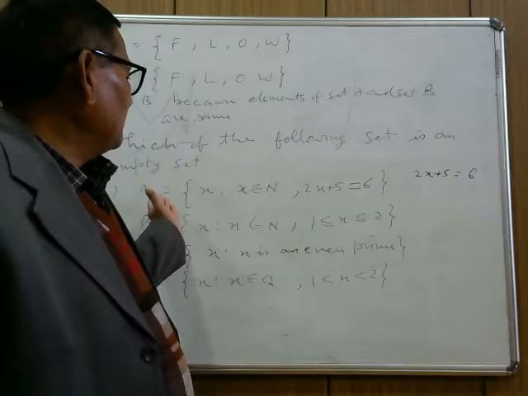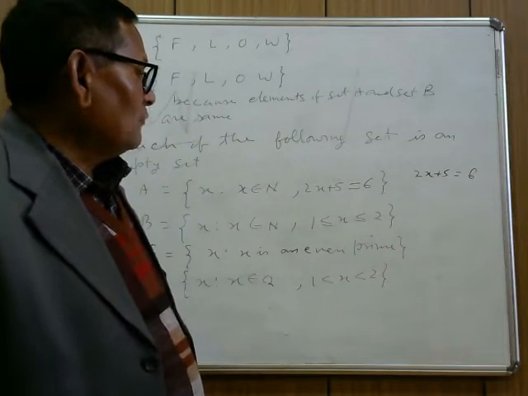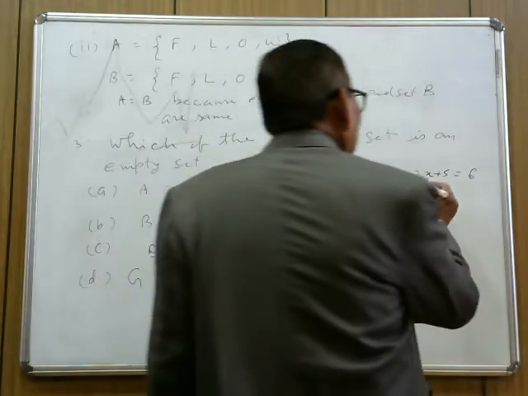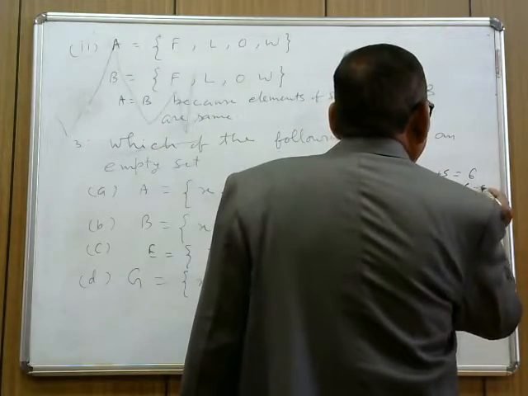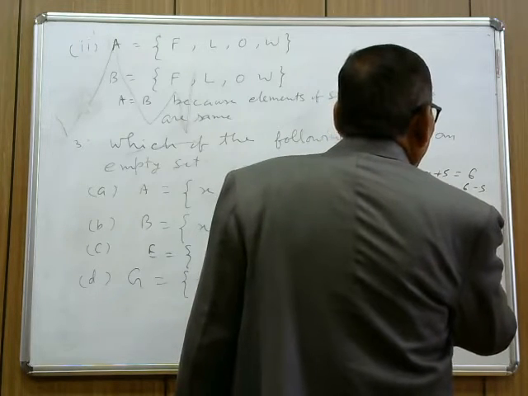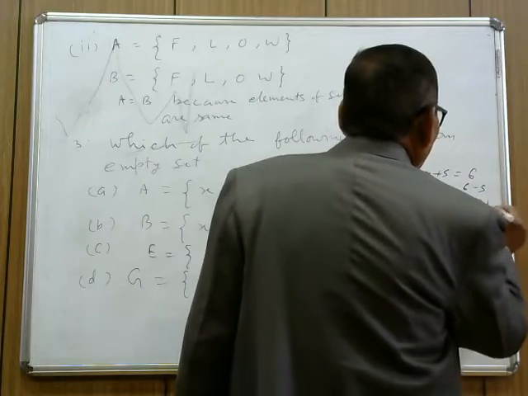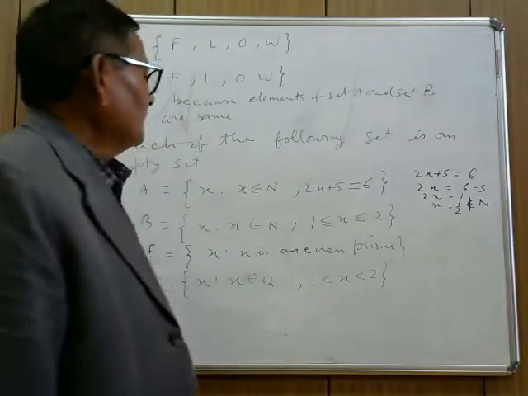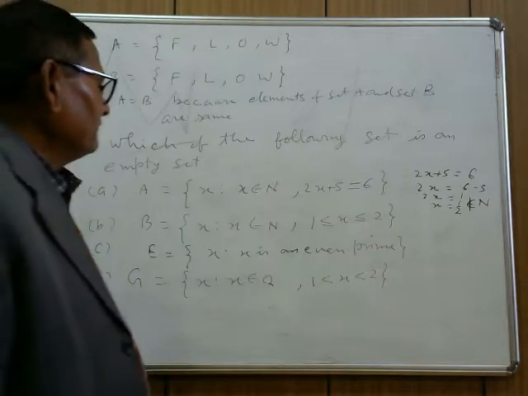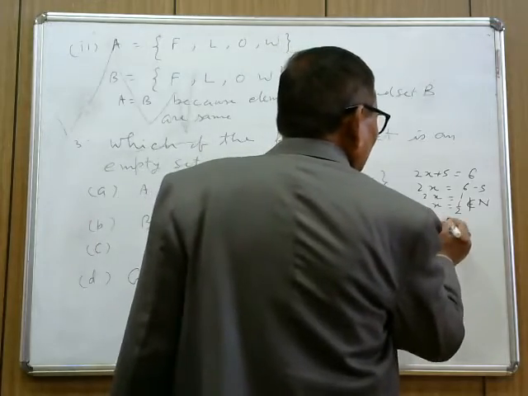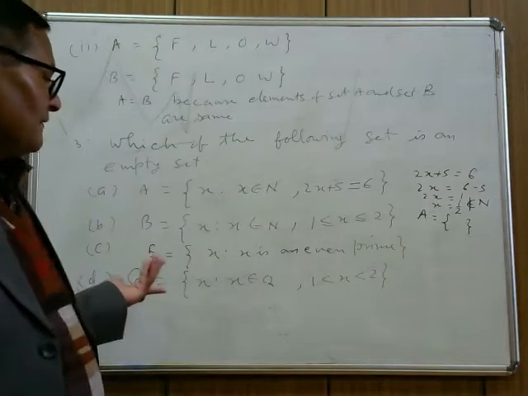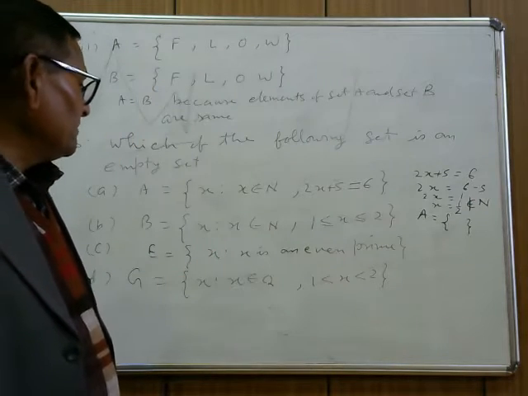Because the set A consists of natural values of x. You solve this linear equation and find the value of x. 2x is equal to 6 minus 5, 2x is 1, x is equal to 1 by 2. 1 by 2 does not belong to N. So your set A is an empty set. It has no element. It is an empty set. Might be other sets also satisfy the definition of empty set.